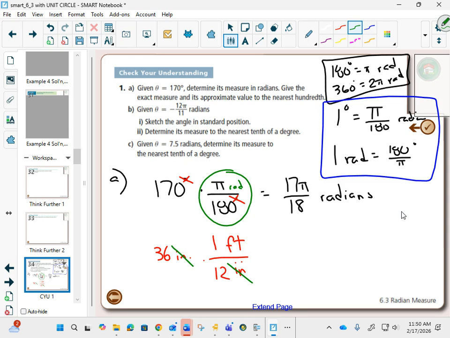This is true for any conversion. You can use it for Canadian dollars to American dollars. You can use it for inches to feet, radians to degrees. You're always multiplying by something that's equal to 1. You just make sure your units of 1 cancel away, and then you're left with the units of the other one. So having that in mind, you should never mix up whether you're multiplying by 180 over pi or pi over 180.